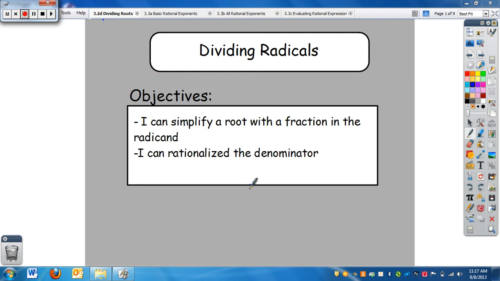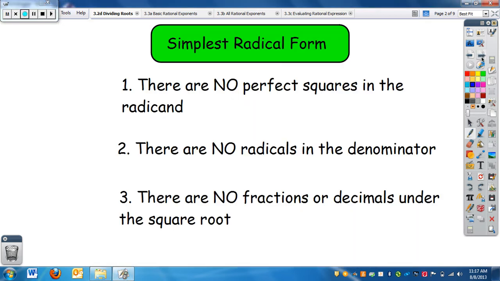So in this video, we're going to learn how to divide with roots and how to simplify that way. You can simplify a root with a fraction in the radicand, and you can rationalize the denominator, which all deals with dividing radicals. So, simplest radical form. So far, we've only looked at the first one, how to get perfect squares out of the radicand. We're now going to look at the second and third situation, where we cannot have any radicals in the denominator.